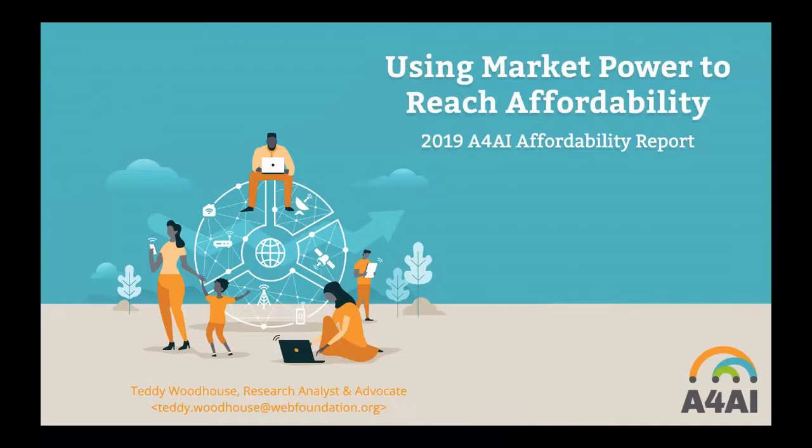But yes, this year's Affordability Report is based around the theme of using market power to reach affordability, and how these concepts of market competition and market composition within telecoms can help us drive down prices for internet and make it more affordable for everyone.